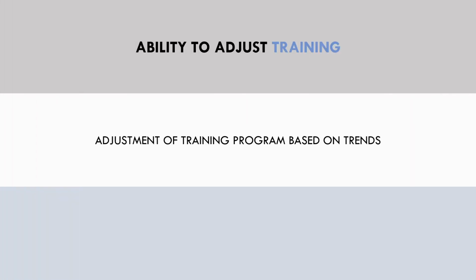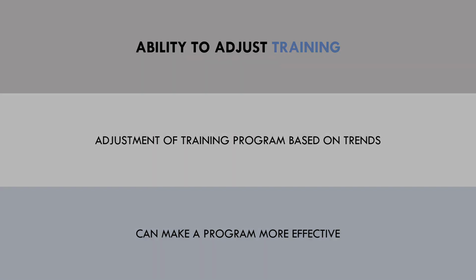And the last benefit monitoring performance has is that it allows us to adjust training based on how the athletes are responding to the program. If an athlete is consistently improving performance over time, then the training program is probably working well. However, if they aren't improving performance, we may need to change some elements of the program to make it more effective.